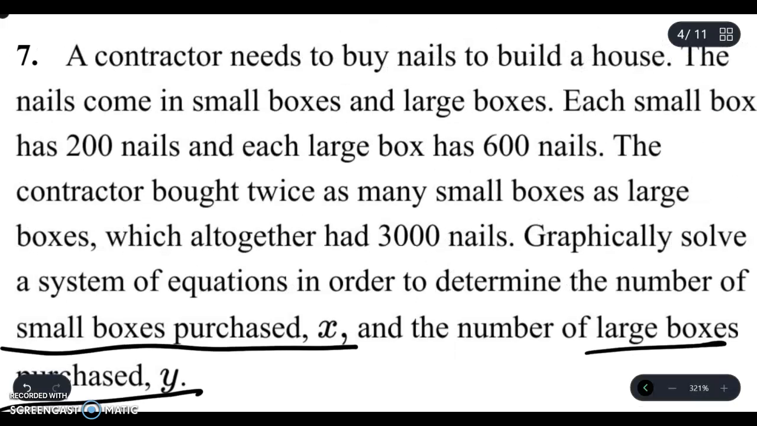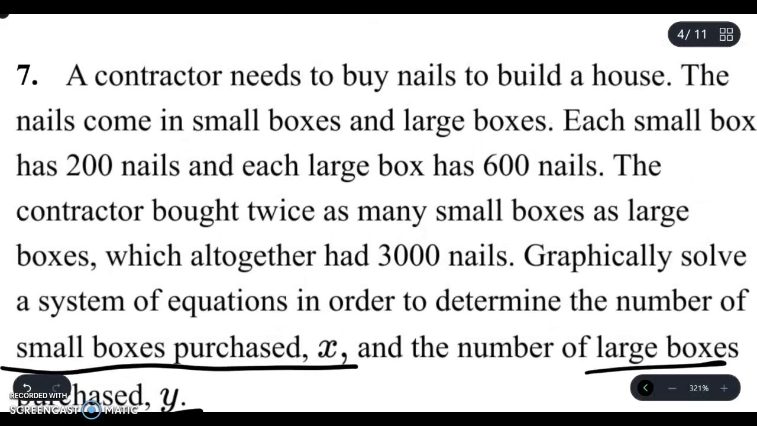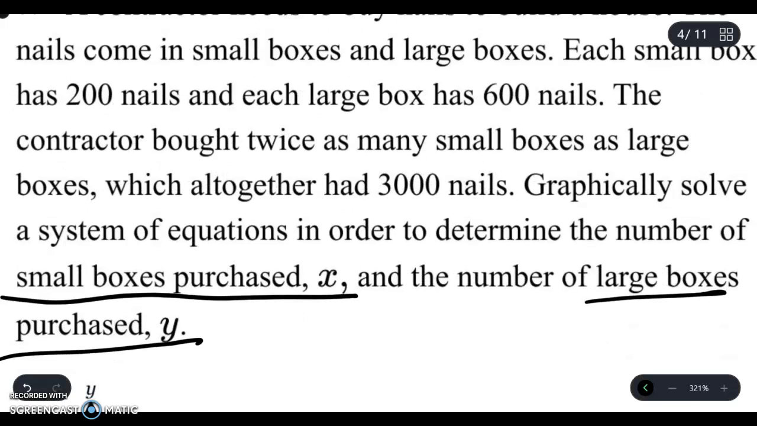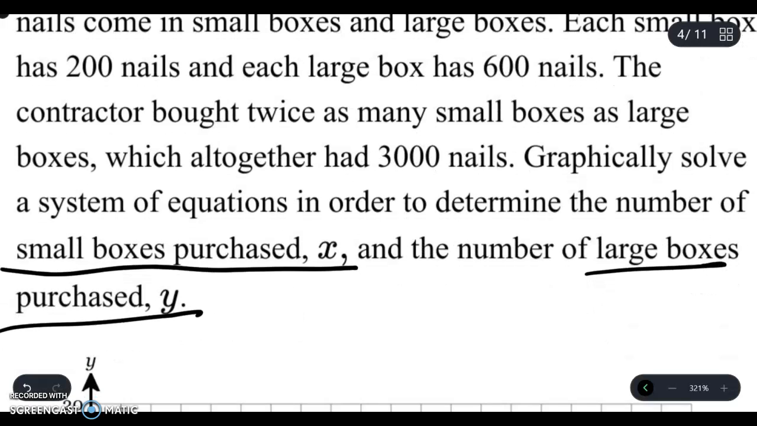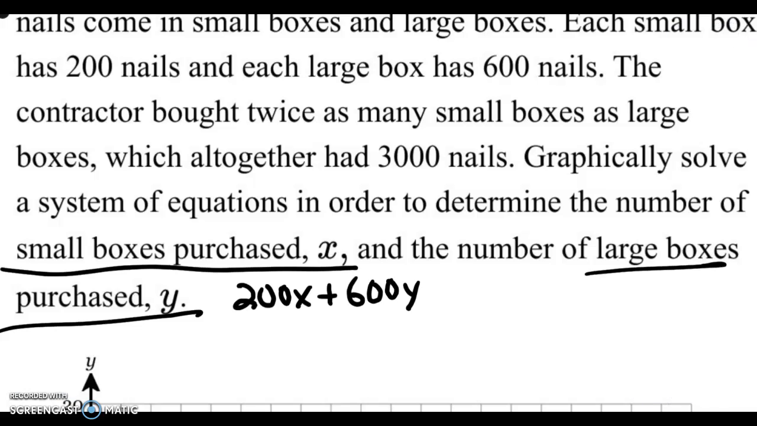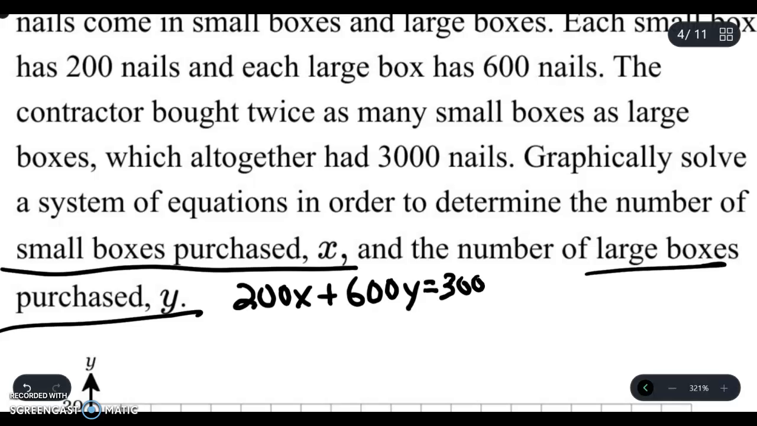So x is the small box, and y is the large box. Small box has 200 nails, large box has 600 nails. So I'll make that equation pretty simple: 200 times x plus 600 times y. It's 200 for every small, 600 for every large. And that's going to equal 3,000.